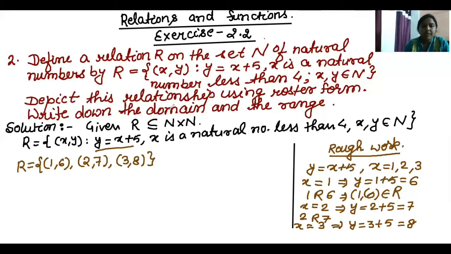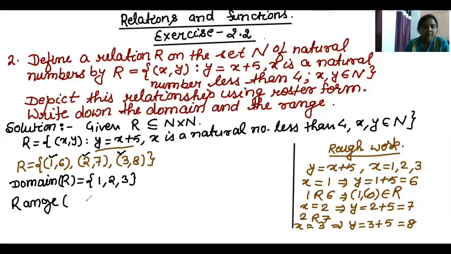And then we have to write here domain and range also. It is very simple. So domain: all first coordinates of elements of R. So domain we will write here 1, 2, 3. This is domain. And range: all second coordinates of elements of R. So 6, 7, 8.